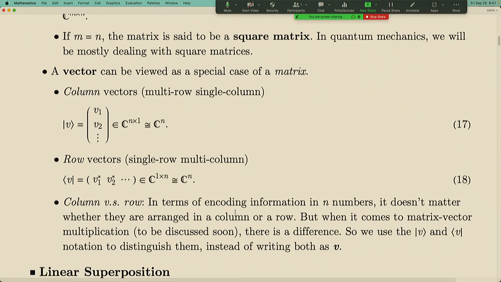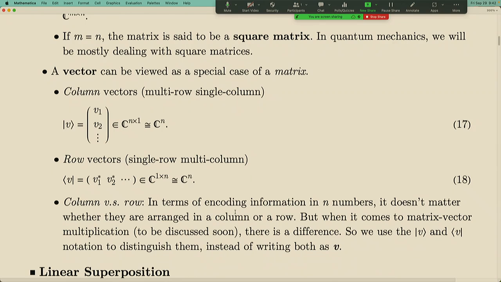Okay, so a vector can be viewed as a special case of a matrix, because a matrix is a two-dimensional array. But if one of the dimensions only has one component, then it reduces to a one-dimensional array. For example, you can have a matrix which has multiple rows, but only a single column. Then it looks like a one-dimensional array, right? So this is called a column vector. A column vector only has a single column. And then there's another vector which is called the row vector. A row vector is also a one-dimensional array of complex numbers, a single row, multi-column matrix. So vectors are just a special case of matrices.